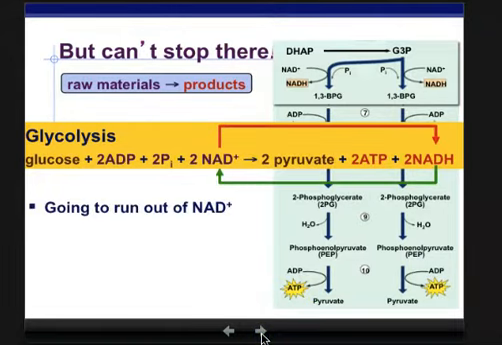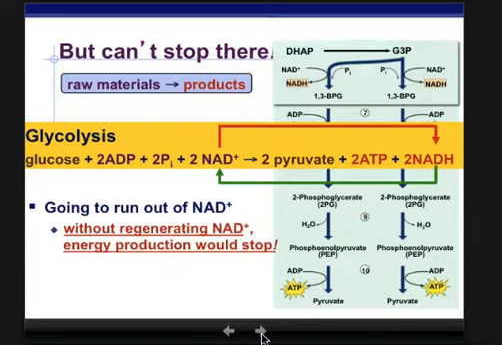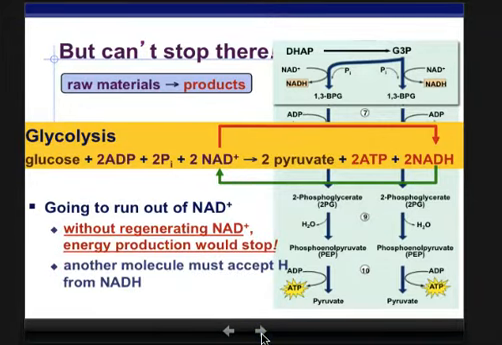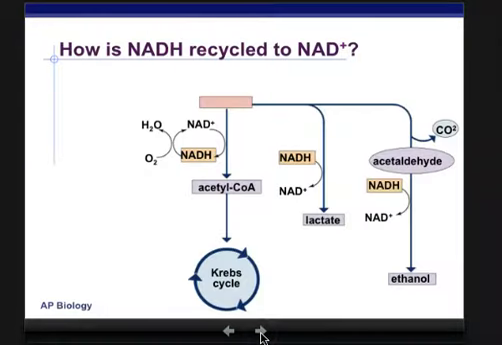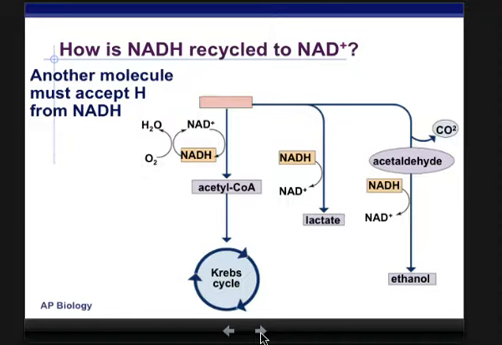All right, so they're showing you that. We're going to run out of NAD+. Without regenerating NAD+, energy production would stop. Another molecule must accept the hydrogen from NADH so that NAD+ is freed up for another round. So how are we going to recycle? How is NADH recycled to NAD+? Another molecule must accept hydrogen from NADH.